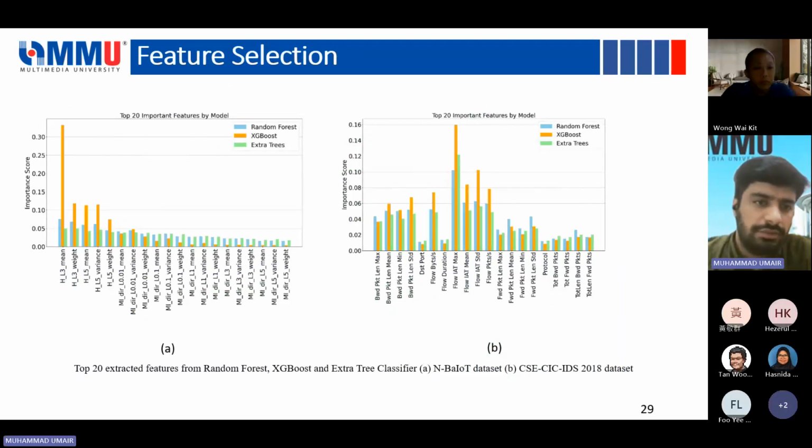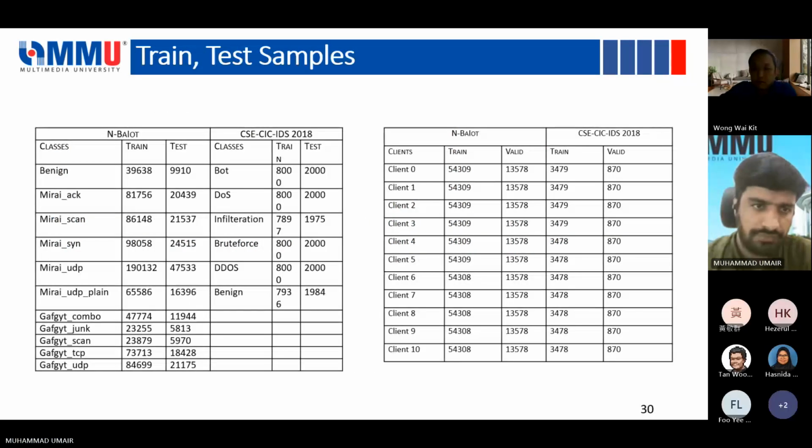So about the results, these are the feature selection results. When we used random forest, XGBoost, and extra tree classifier, each of those models extracted features in the same manner. The top 20 columns extracted from each of those models were the same. It's only that the importance score was different with respect to each model. And then we used it for both datasets, the NB-IoT and CSE dataset.